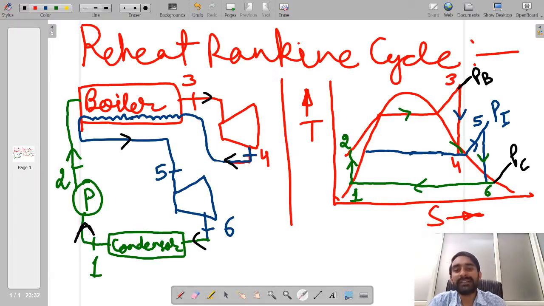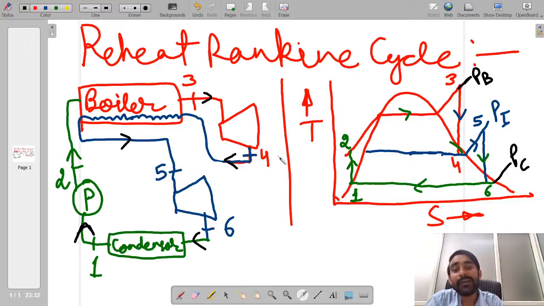So what is done in the reheat Rankine cycle, I have shown over here. In an actual Rankine cycle, we have a boiler, and from that boiler we get superheated steam, which I have represented here with state number 3, and then this steam is expanded in a turbine. The expansion process inside the turbine happens from point number 3 to point number 4.